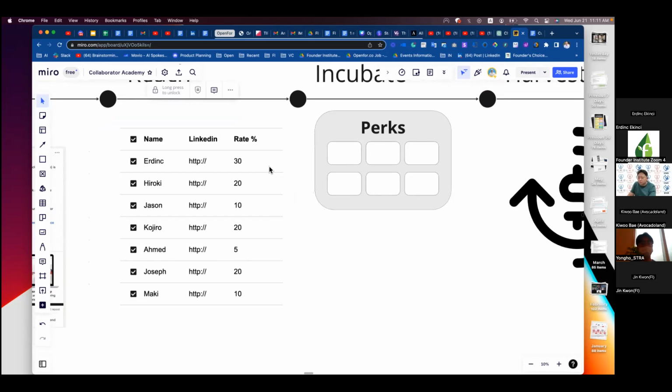If you can also make tiers, let's say if it is over 100K, it's going to be 15%. If it is less than 100K, 20%, something like that.